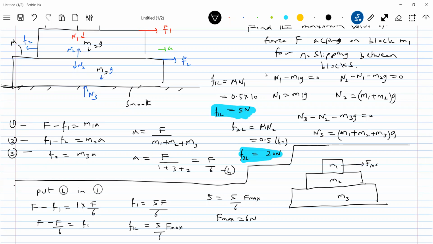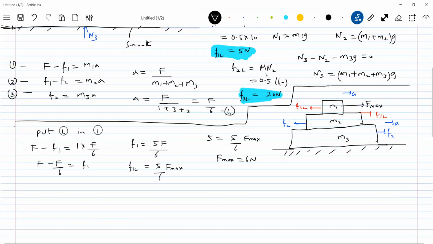Now when I apply maximum force, what is the condition now? Here I assume that F2L, I assume that no slipping occurs here, and let them move with an acceleration A. We'll calculate this F2. If this F2 was less than F2L, then what I assumed is right. Got this? If you apply 6 Newton force, what will be the acceleration of the system?